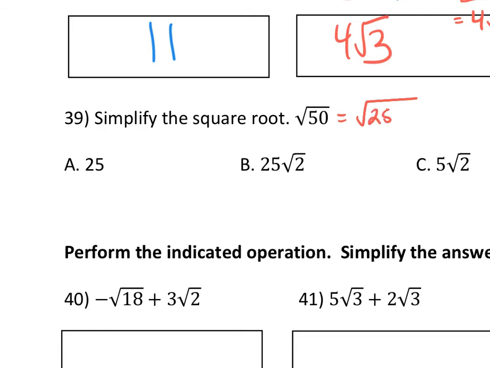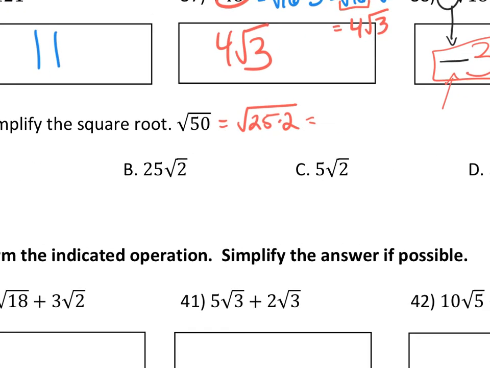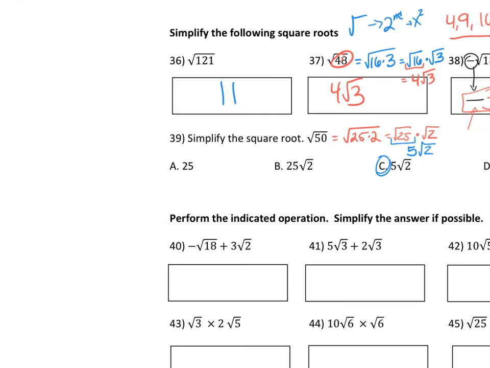as a square root of 25 times 2. So we can split that up: square root of 25 times the square root of 2. Square root of 25 is equal to 5. And square root of 2 we can't do anything else with. So 5 square root of 2, or option C, is our final answer.